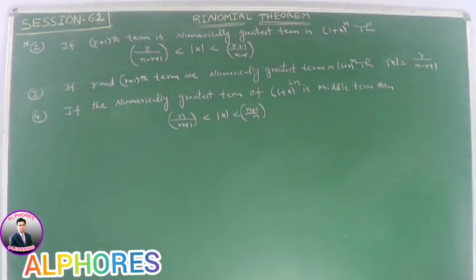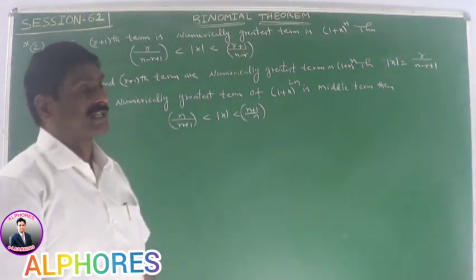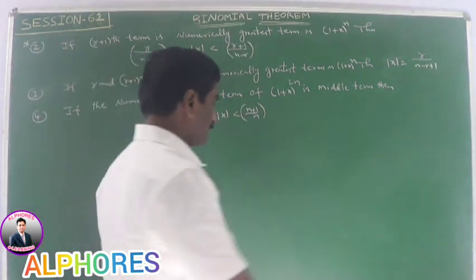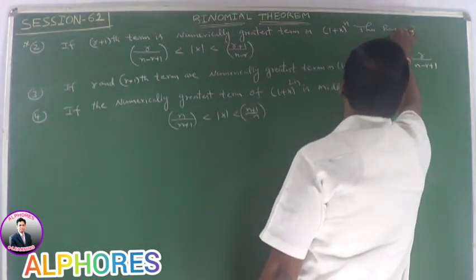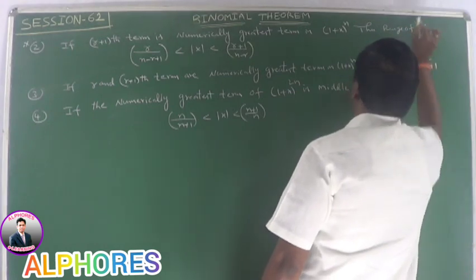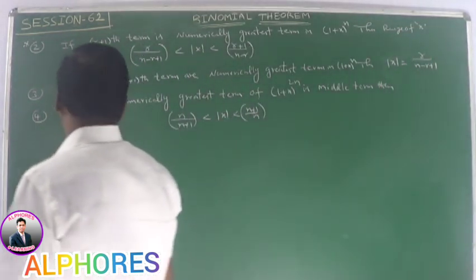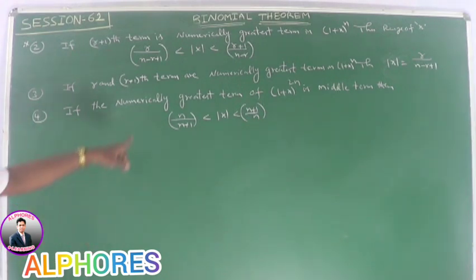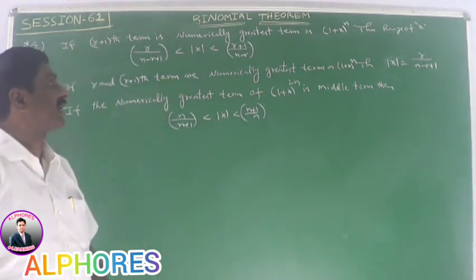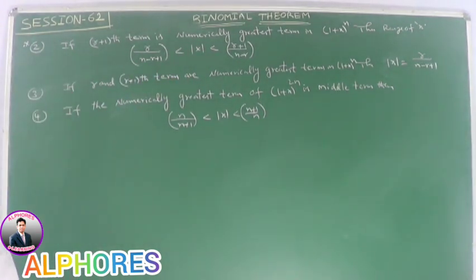minus 1. If the r plus 1th term is the numerically greatest term in (1 plus x) whole power n, then the range of x is r by n minus r plus 1 is less than mod x less than r plus 1 by n minus r. Please observe this value.